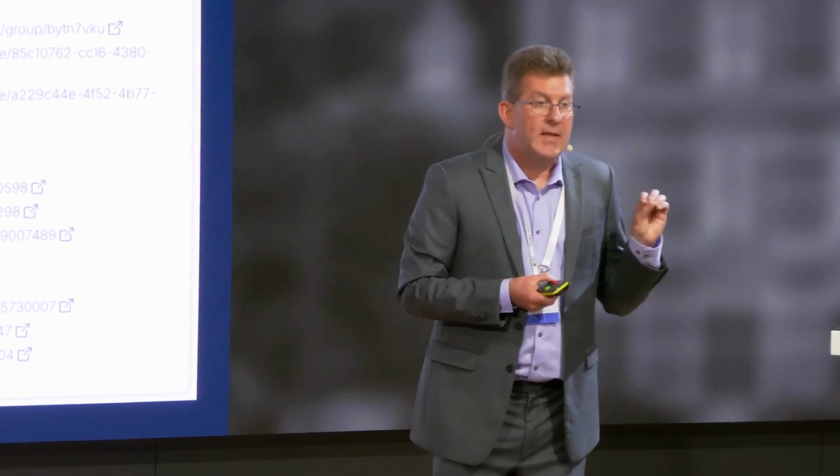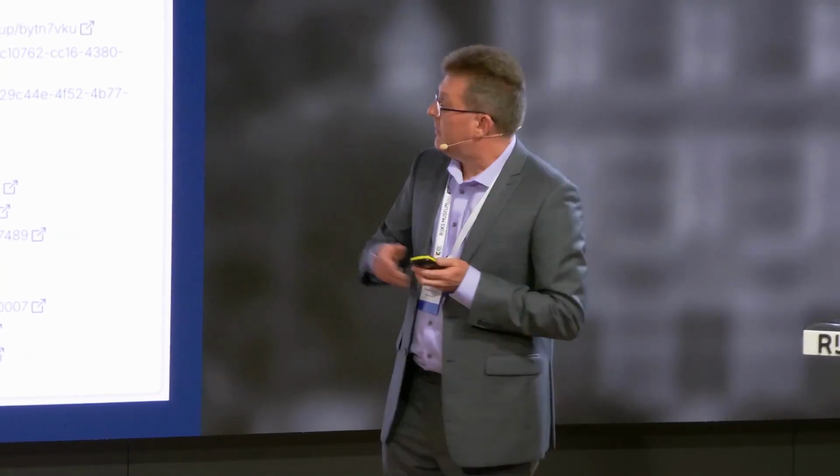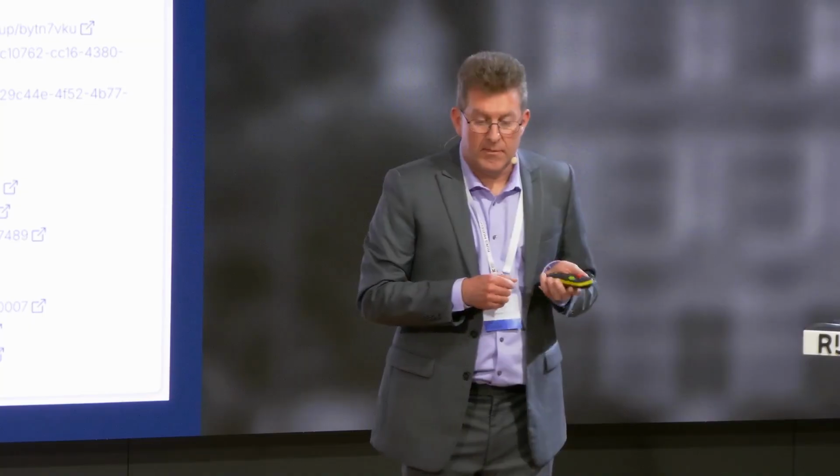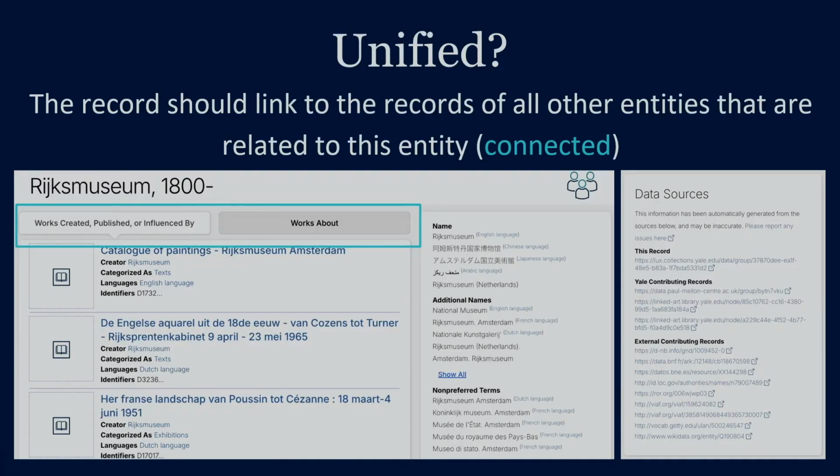And finally, it should be connected, right? It's a graph. So in the interface, you can see these across the top of not just here is the information about the Rijksmuseum, but which works, which objects, what are the works about the Rijksmuseum, and so forth.